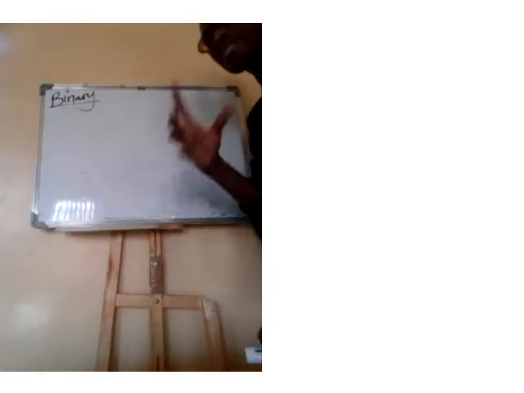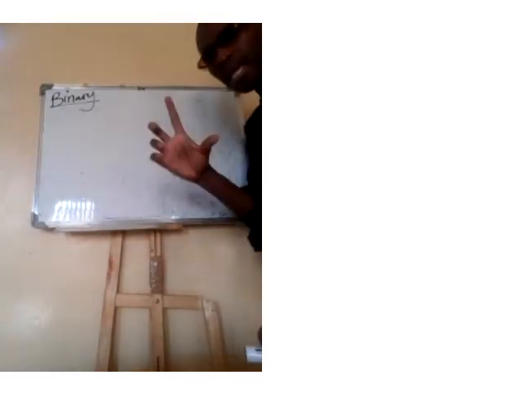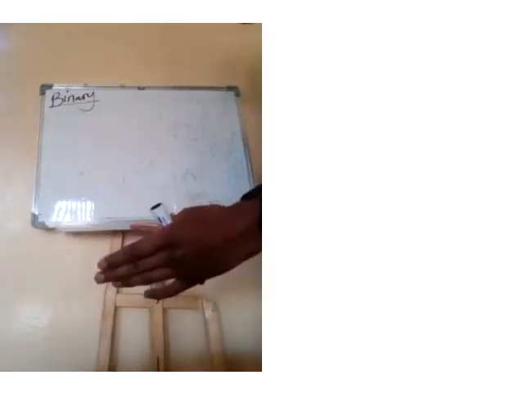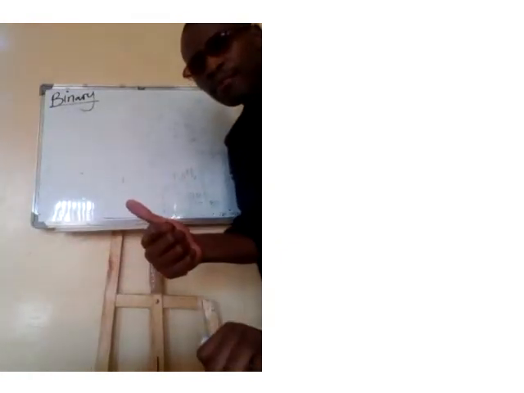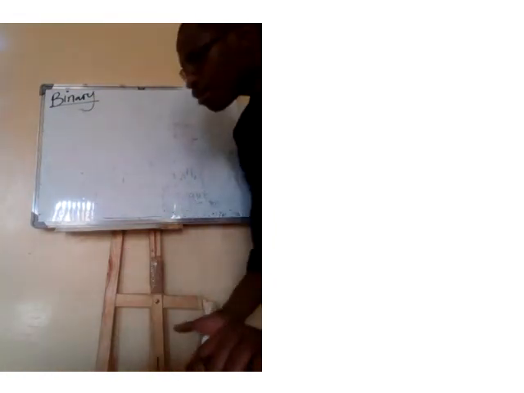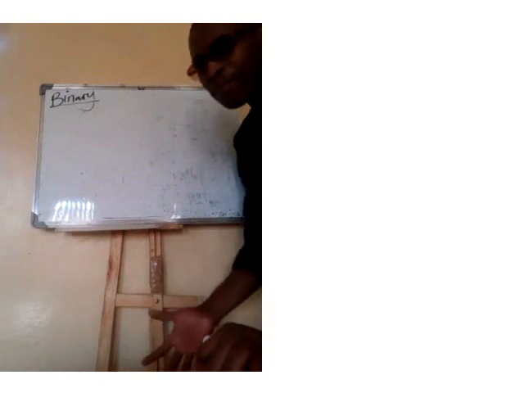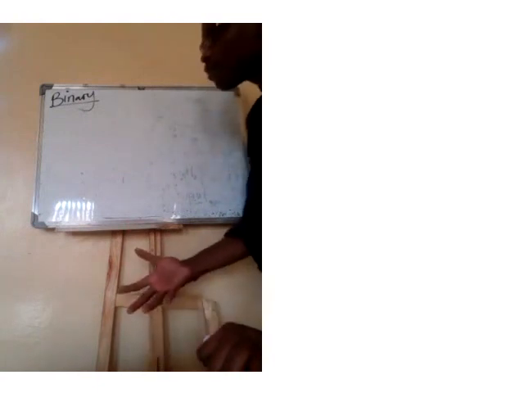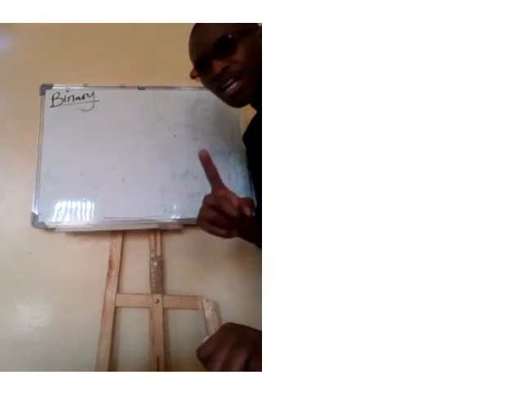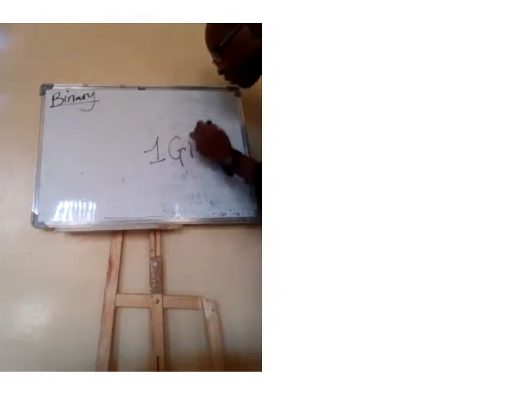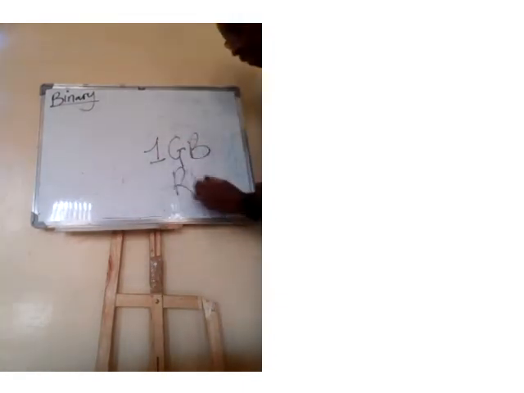Now, let me give you an example. If you have a phone, some of you like boasting, I've got a phone, and my phone is 1 GB RAM. So what does 1 GB mean? You're saying my phone is 1 GB RAM. We'll look at these in detail the next session.